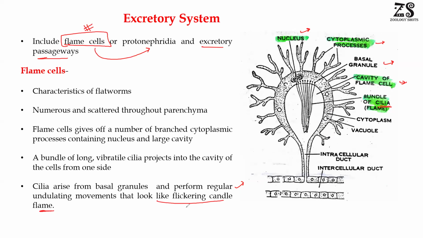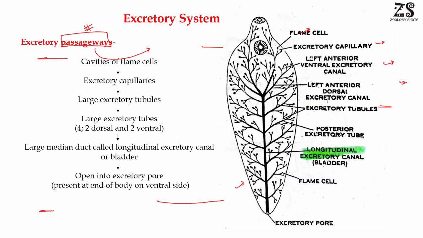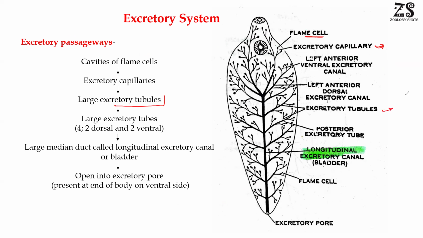Now the next component is your excretory passageway. All flame cells open into excretory capillaries. Then the excretory capillaries open into large excretory tubules. Then these excretory tubules combine together and open as excretory tubes, which are total 4 in number, 2 dorsal and 2 ventral. Then these excretory tubes open into a large longitudinal excretory canal, which is also known as your bladder. And then this bladder opens out on the ventral side via your excretory pore. So this was your excretory system.